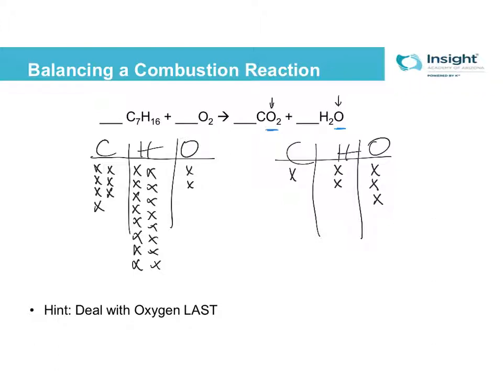My next suggestion is that when it comes to balancing, deal with oxygen last. Because it's hard to tell where to start making changes on the product side, since it's in two different places. Whereas carbon and hydrogen are in one single spot. So fix your carbons and your hydrogens first. To fix carbon, I'm going to put a 7 out here. That'll give me 7 carbons. And that's going to give me 14 oxygens plus the one over here. Don't forget that one. So that's going to be 15 total.